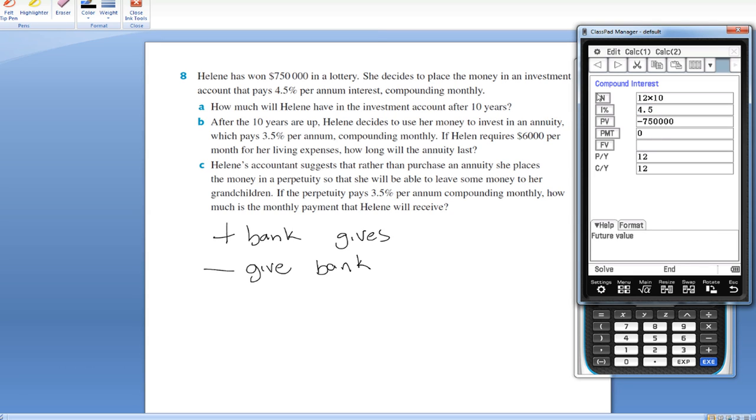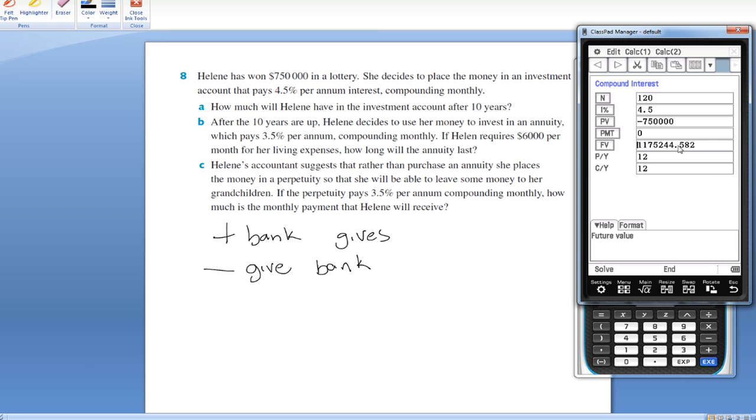What we want is the future value. So we want to find out what this $750,000 does if it's invested at 4.5% interest compounding monthly. So we go to future value. That is, what will it be worth in 10 years' time? And there it is. And you note that the number of compounding periods is 120 now, 10 lots of 12 compounding periods per year. Okay, so that's the answer to the first one. How much will Helene have in the investment account after 10 years?